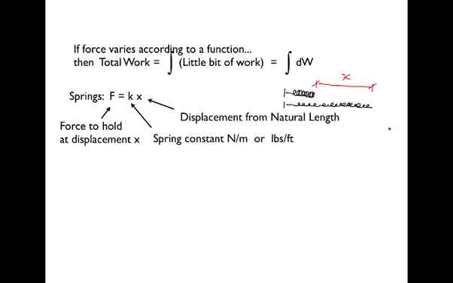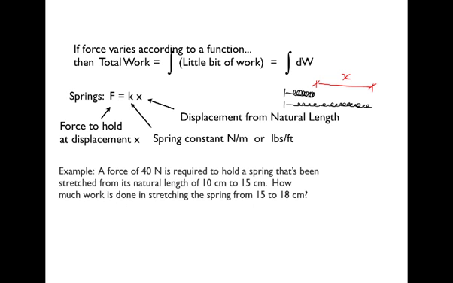The displacement from its natural length. Displacement from the natural length of the spring. Make sense? So don't be confused. X is not from here to here. It's how much it got stretched from its at rest length. Okay, so let's do an example.